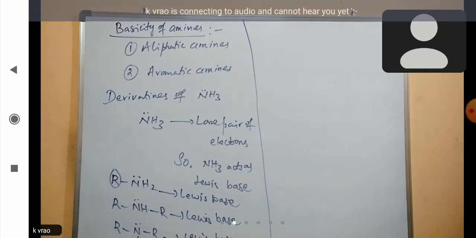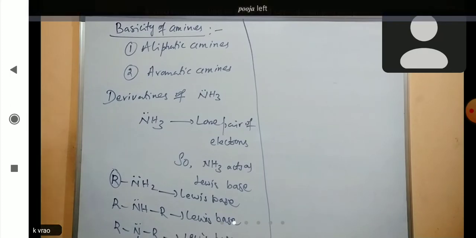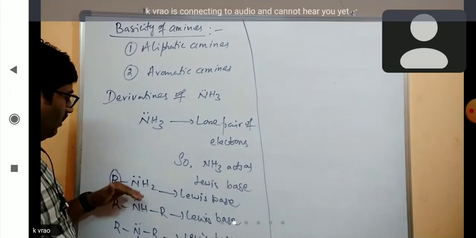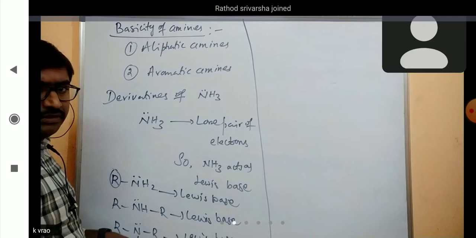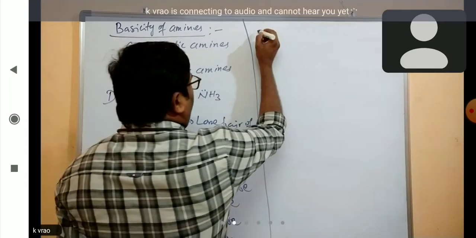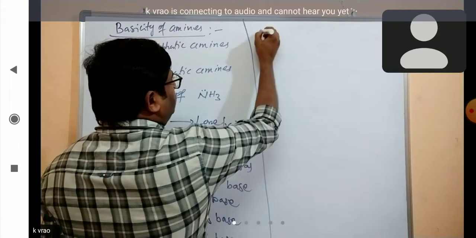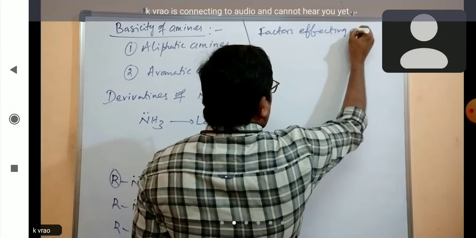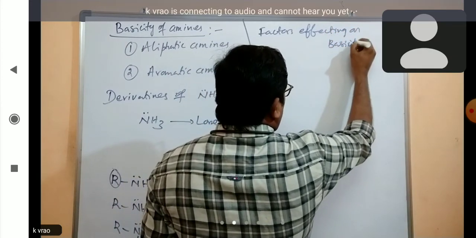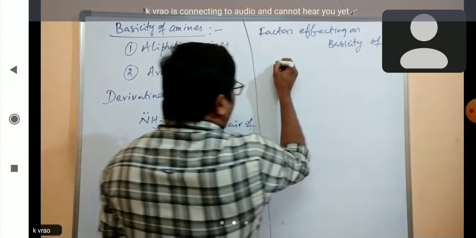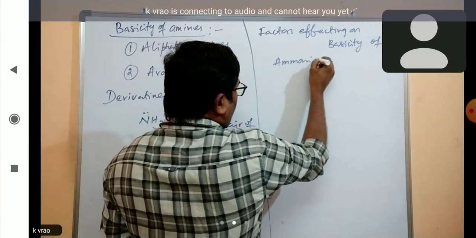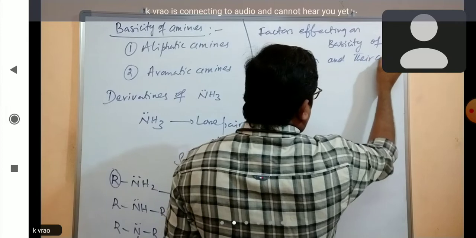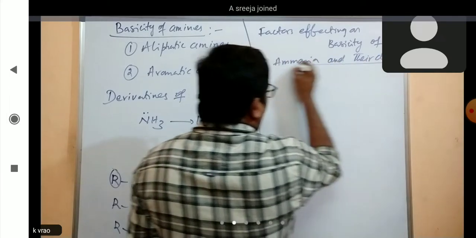So now, comparison of primary, secondary, and tertiary amines with ammonia. This is a concept in aliphatic amines. Which contains more basicity? Is it ammonia, or primary amine, secondary amine, and tertiary amine? To say the basicity of amines, we have to consider three factors. Factors affecting basicity of ammonia and their derivatives.